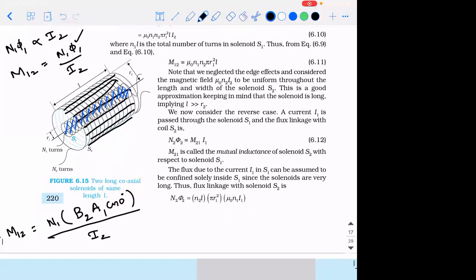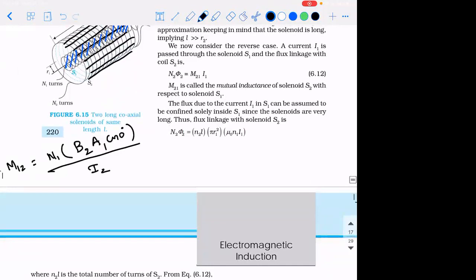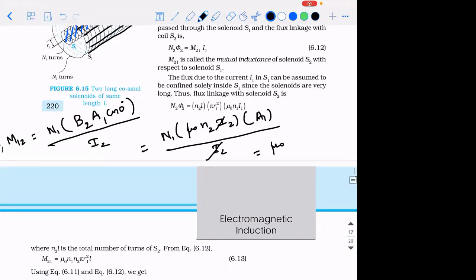So in the previous case, what was it? It was B1A1. Now it is B2A1. So it will be N1 into B2, which is mu naught N2 I2, multiplied with A1, the whole divided by I2. This and this will get cancelled. And this will be mu naught N2 into capital N1, which is nothing but N1 into L, into A1. That's it. Now, can you guys tell me what is the value of M21 that we derived? It would also have been mu naught N1 N2 L into A1. Correct?